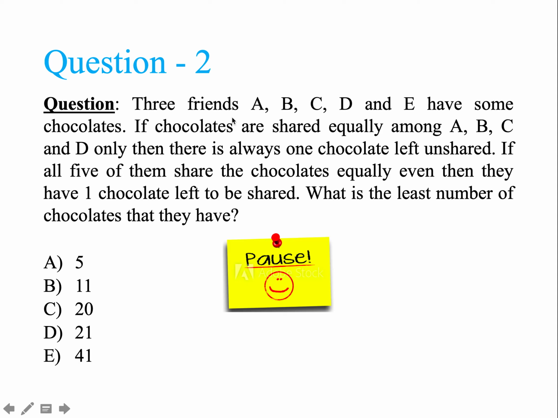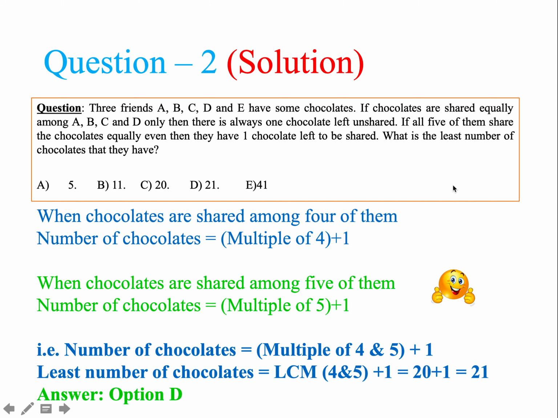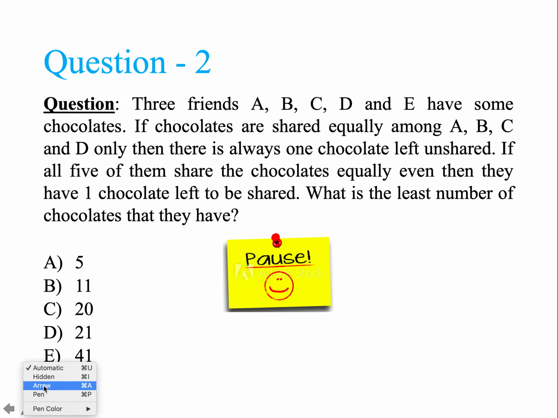There are 5 friends, A, B, C, D, E. They have some chocolates. If the chocolates are to be shared equally among A, B, C, and D only, then there is one chocolate left unshared. So this is the first statement that needs to be understood, that if the chocolates are shared among 4 people, then there is always one chocolate left.